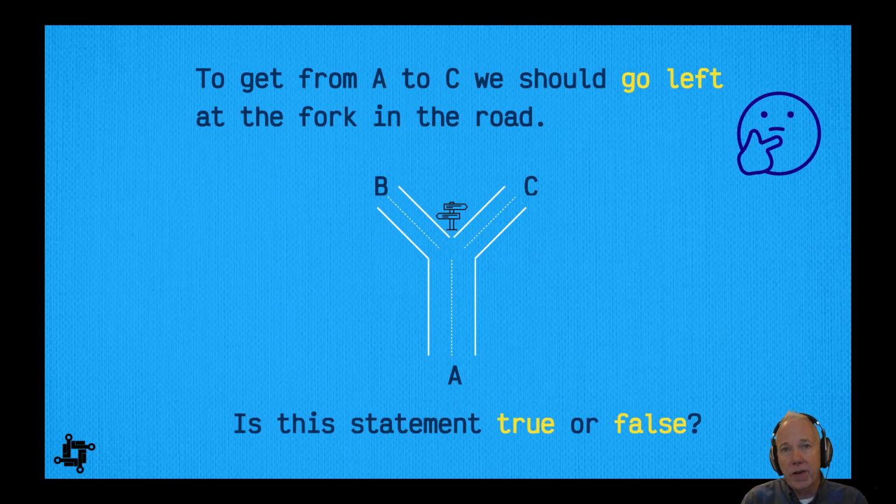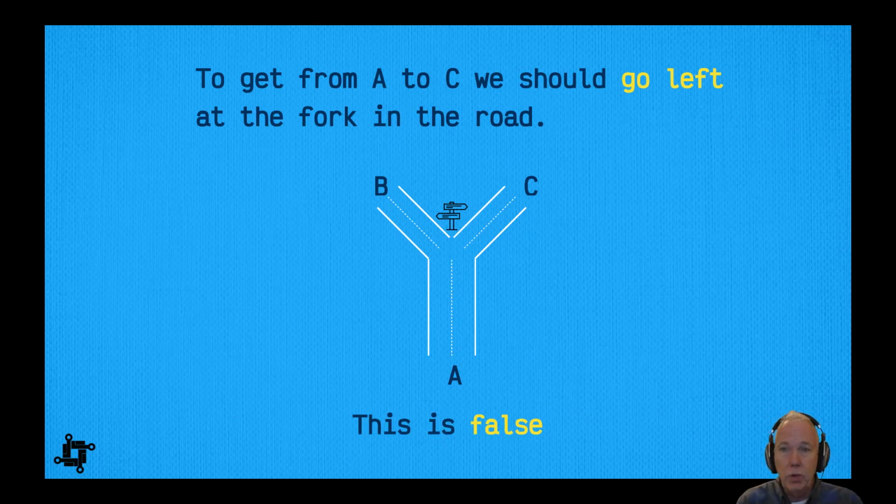So let's take the following scenario. If we were to ask the question, to get from A to C, we should go left at the fork in the road. So we've made a statement. We're saying to get from A to C, we would go left. And the question is, is this statement true or false? This would be something I would open up to the students to see what they think. Hopefully, it's pretty obvious that it is false and that you do not want to go left. You actually want to go right to get from A to C.